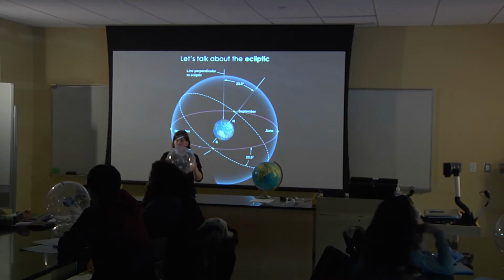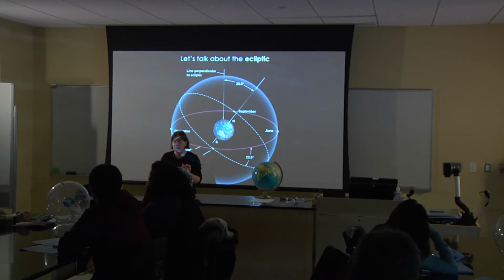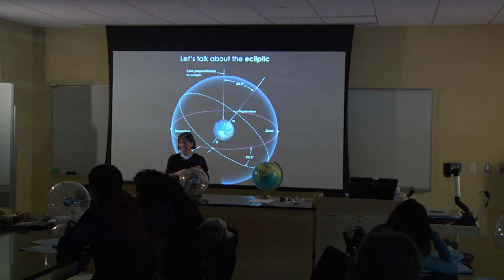And what you do on your globe is you mark where the sun is every day at noon for a year. You go out, it's noon, you turn off the atmosphere, figure out where the sun is, and you make like a little dot. If you did that all year, you would end up with this dotted line. This is the ecliptic. It is the apparent path of the sun.